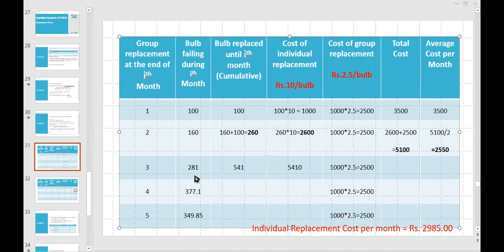Up till the third month, we have replaced 541 bulbs, and for that we have spent 5,410 rupees. Then the total cost is 7910, and 7910 must be divided by 3, because it is the third month.